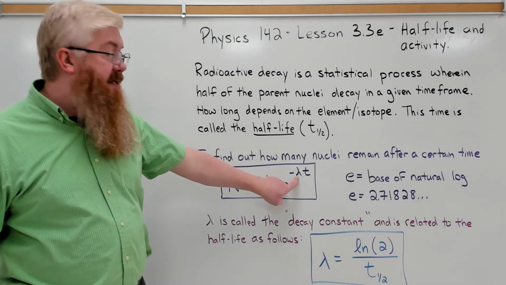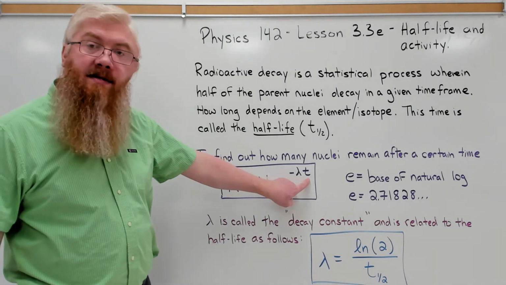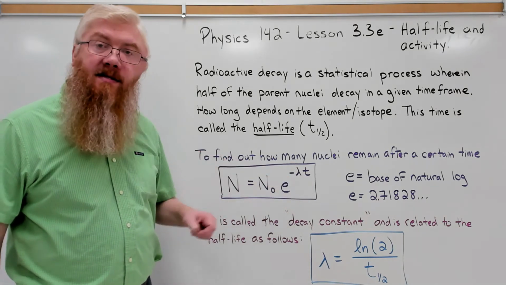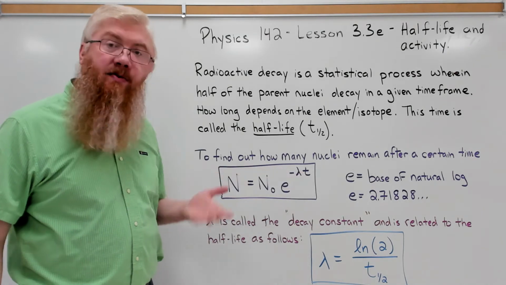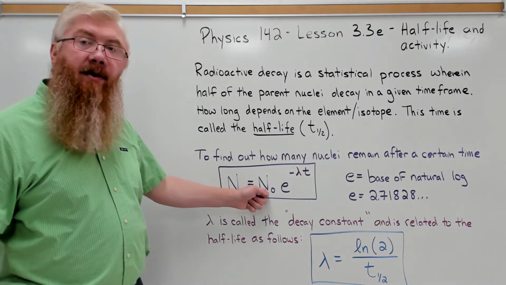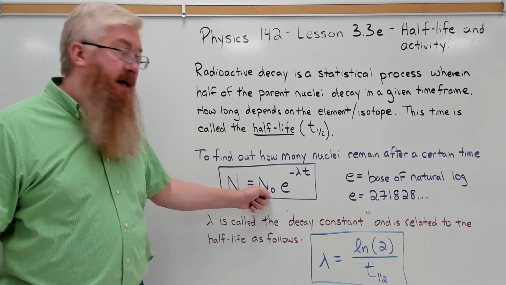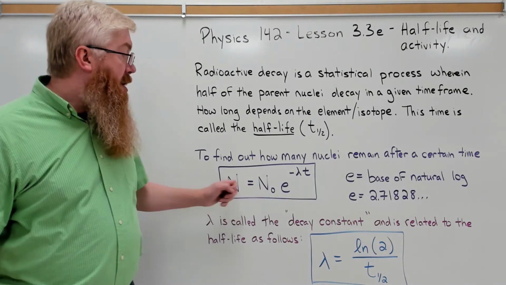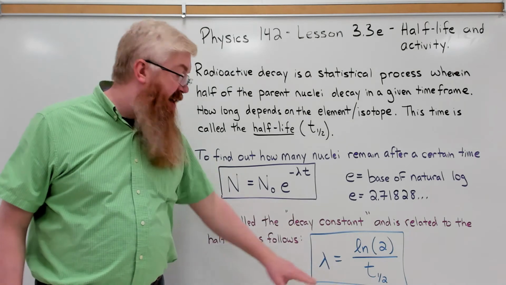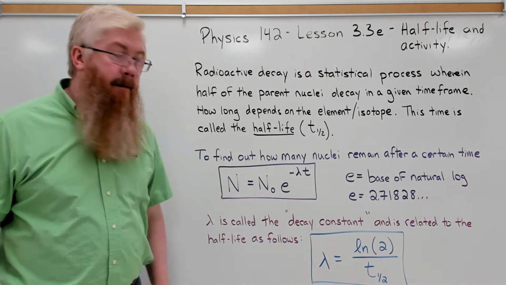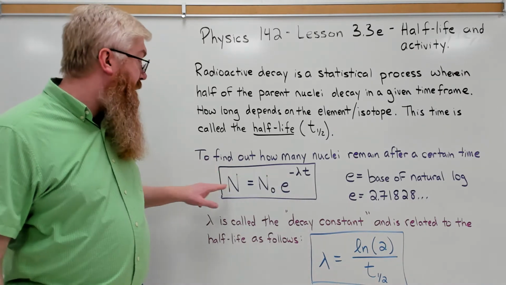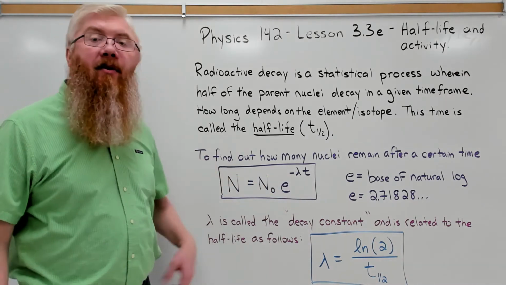So when you have seconds to the negative 1 times seconds, those units cancel, and you have a unitless power here, which is what you want. So the number of particles on the right-hand side is a unit here, and on the left-hand side you get number of particles. So if we're given a half-life, we can use it to find the decay constant, plug in the time with that decay constant, and figure out how many particles remain.